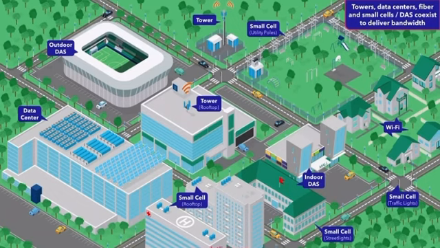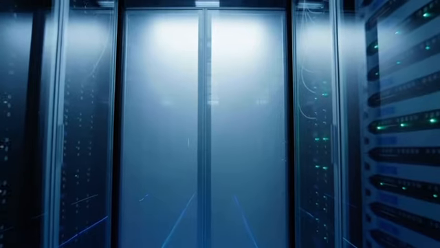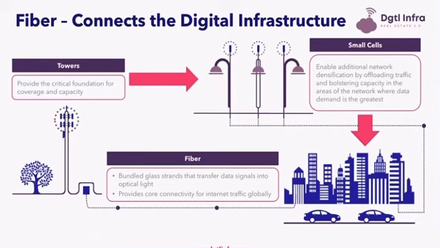Fiber is the glue that connects the entire digital infrastructure ecosystem together. Specifically, fiber is the connective tissue that enables all of the other three segments of digital infrastructure to work, including towers, data centers, and the combination of small cells and distributed antenna systems. Fiber is a part of digital infrastructure that has numerous applications.